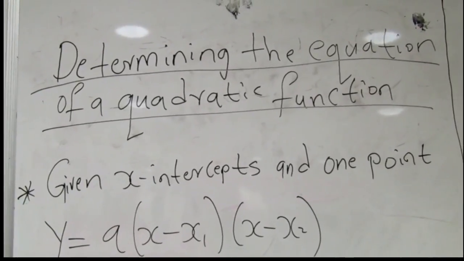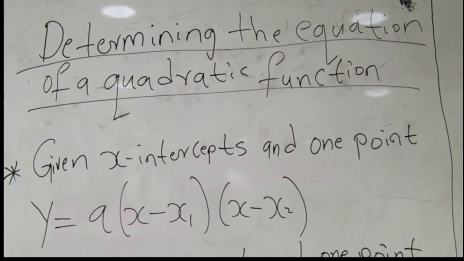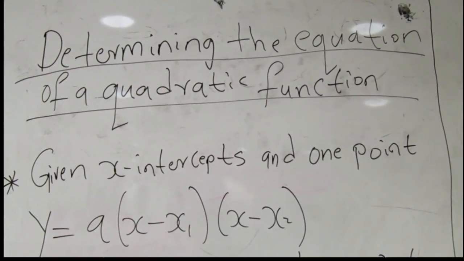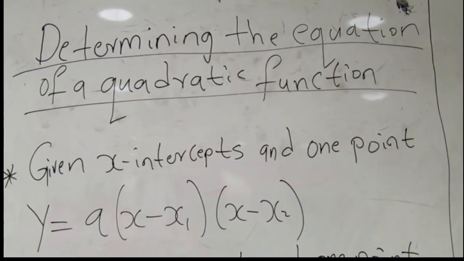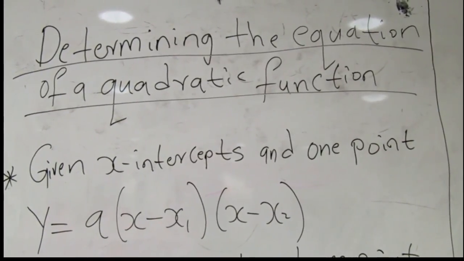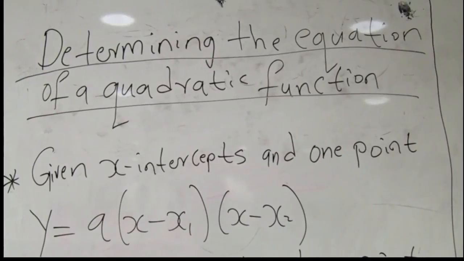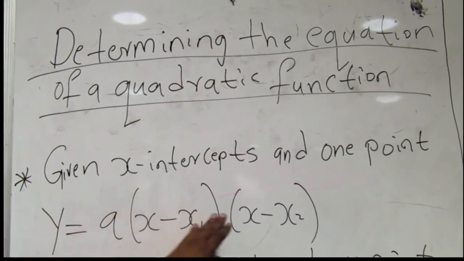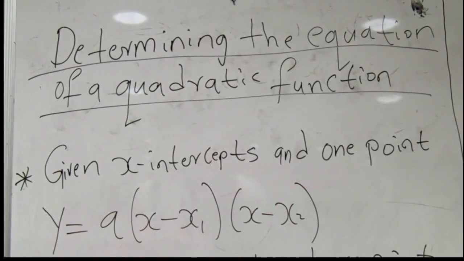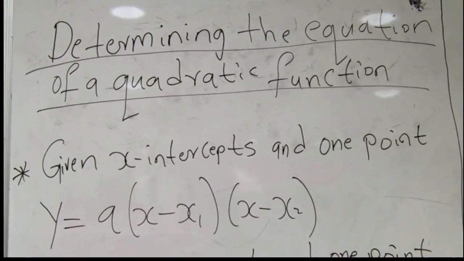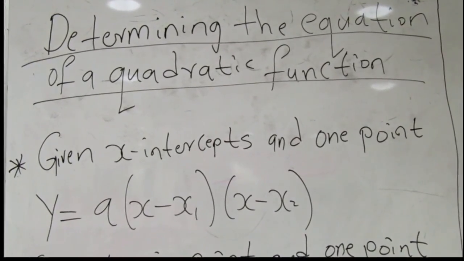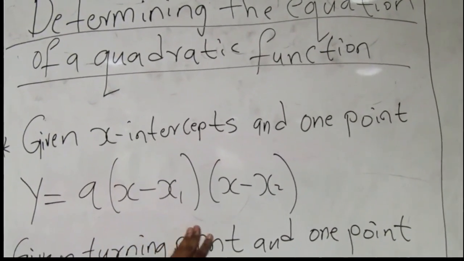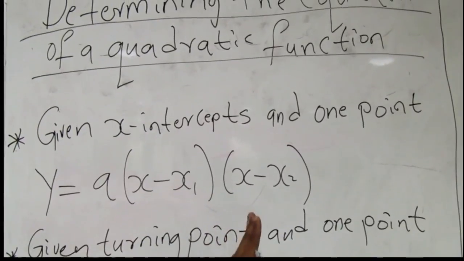Okay, as I've said, we are continuing with parabolic functions, where now I'm explaining more about how to determine the equation of a quadratic function. In determining the equation of a quadratic function, we only have two conditions. The first condition says, given x-intercepts and one point, the only equation that you need to use to determine your quadratic function is y is equal to a into x minus x1, again into x minus x2.